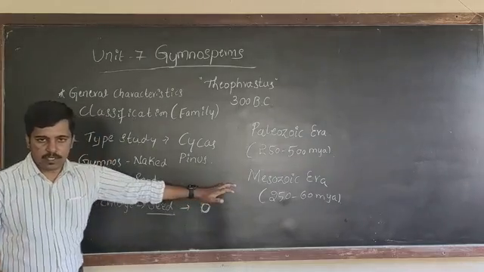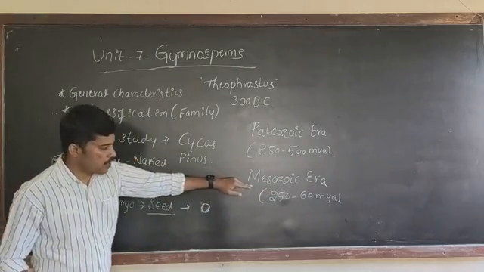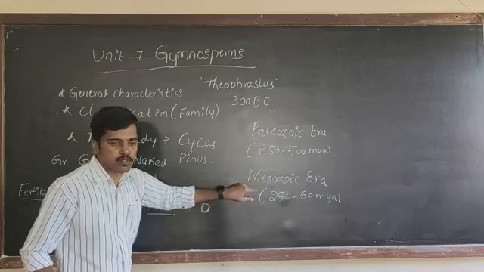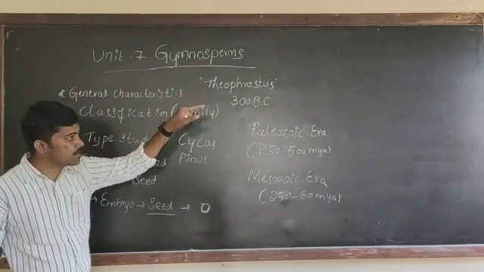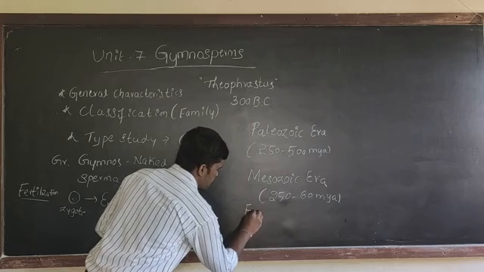In this Mesozoic era, they were dominant. That means on the earth, these gymnosperms dominated. The Mesozoic era was dominated by gymnosperms. Because of that, this era is also known as the era of gymnosperms.